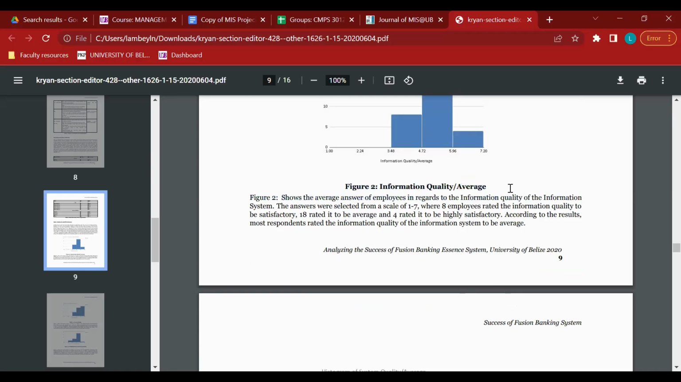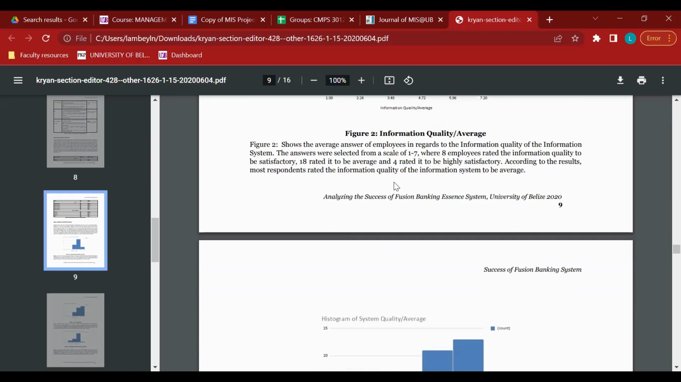So the first area they looked at was information quality average. And here I'll just read what it says. It says, it shows the average answer of employees in regards to the information quality of the information system. The answers were selected from a scale of 1 to 7, where employees rated the information quality to be satisfactory. 18 rated the average, and 4 ranked it to be highly satisfactory. According to the results, most respondents rated the information quality of the information system to be average.